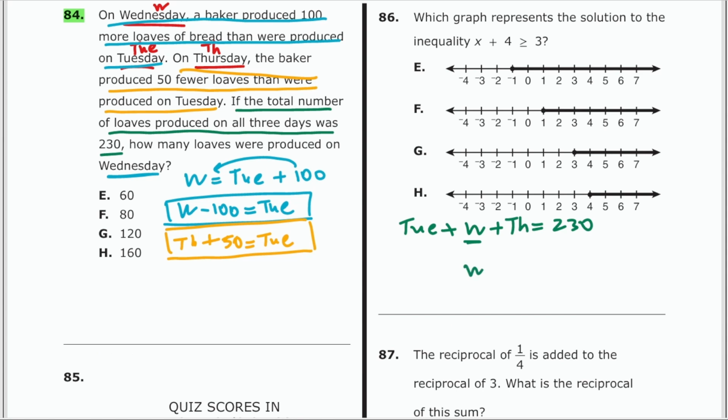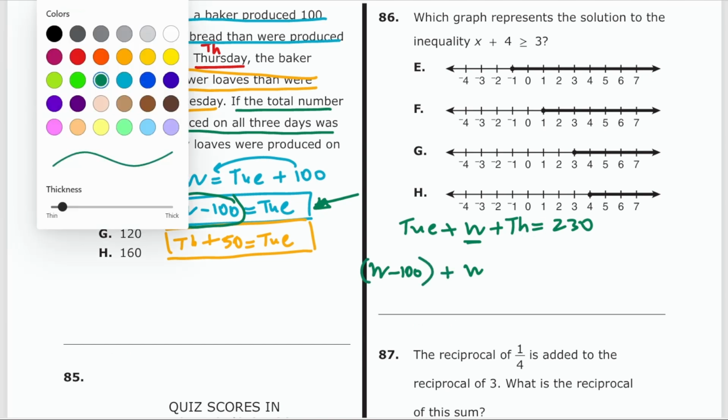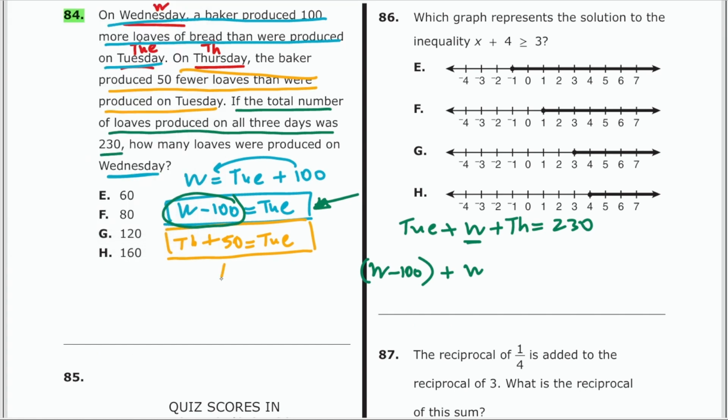For Tuesday, we can plug in this, and that's why we had to solve for Tuesday, right? Because I need to plug in just the Tuesday, so I'm plugging W minus 100 for Tuesday. So W minus 100, that is my Tuesday. Now the question is, what about Thursday? And here's the thing with the Thursday. If I'm to solve for Thursday from here, for example, I get Thursday is equal to Tuesday minus 50. So if I plug it in, it's not going to work because I just need Wednesdays in my equation. So I cannot plug in Tuesday minus 50 for Thursday.